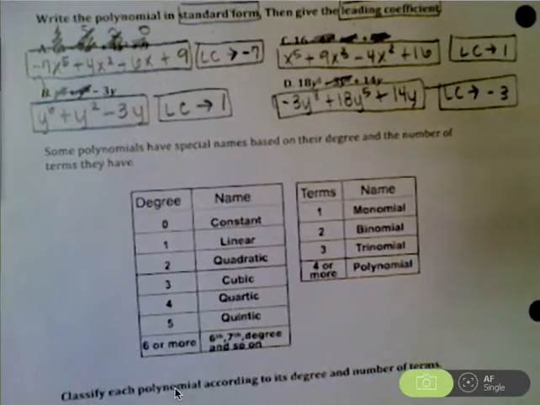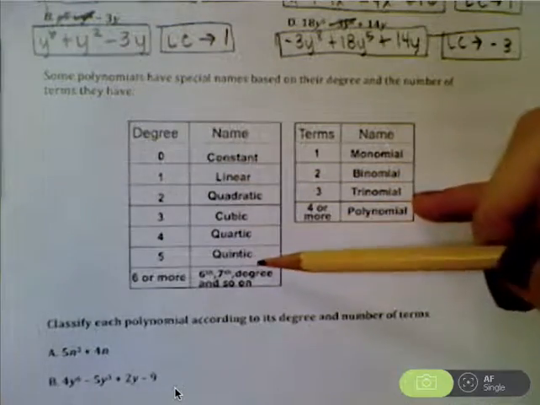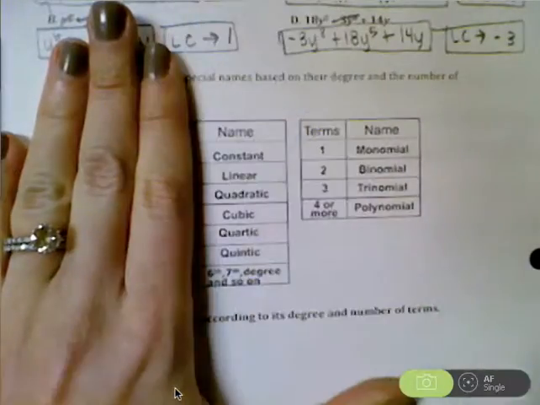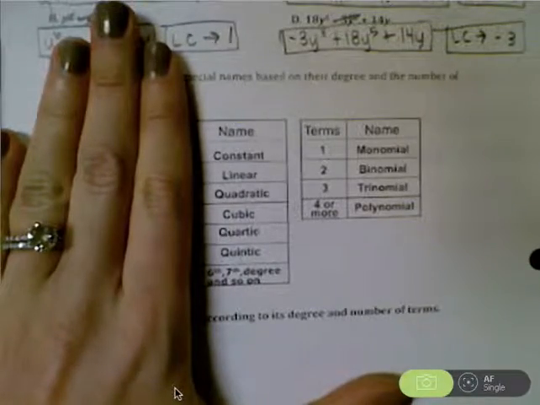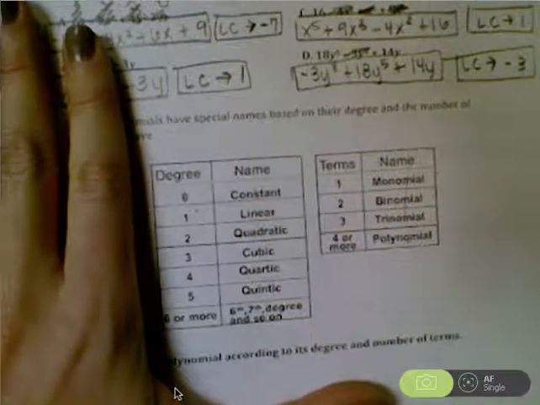On a quiz or a test, I'm not expecting you to memorize all of these words. You'll basically get a word bank. So you'll get a word bank and it just won't have the number part of this table in it. It'll have all these words and all these words, but you'll have to know that constant means 0, linear means 1, and so on. They're just going to mix them up.